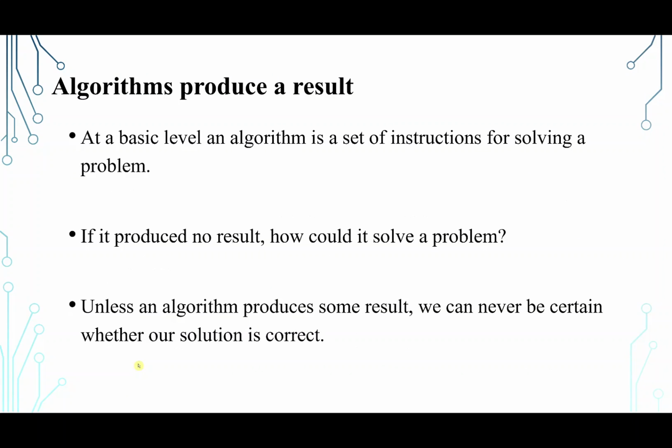So the algorithm produces a result. At a basic level, an algorithm is a set of instructions for solving a problem. If it produces no result, how could you know it solved the problem? Unless an algorithm produces a result, we can never be certain whether our solution is correct or not. So you should produce a result. It doesn't have to be a mathematical result based on calculations, sometimes it's printing something, right?